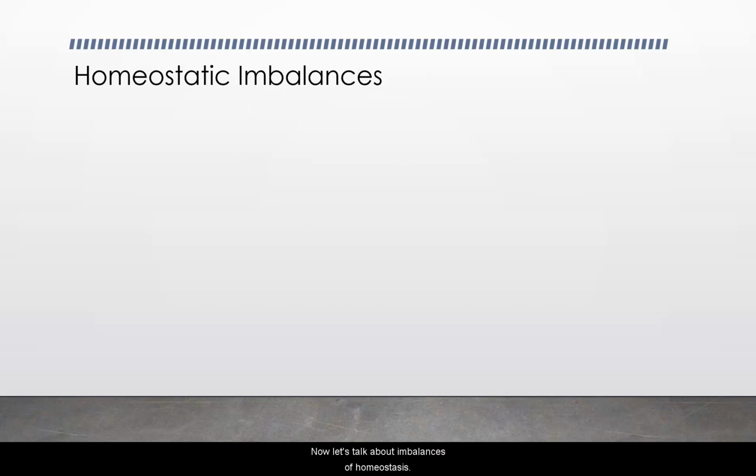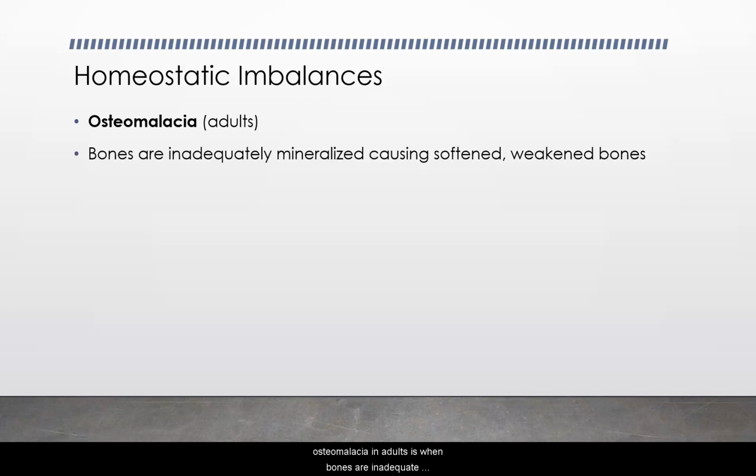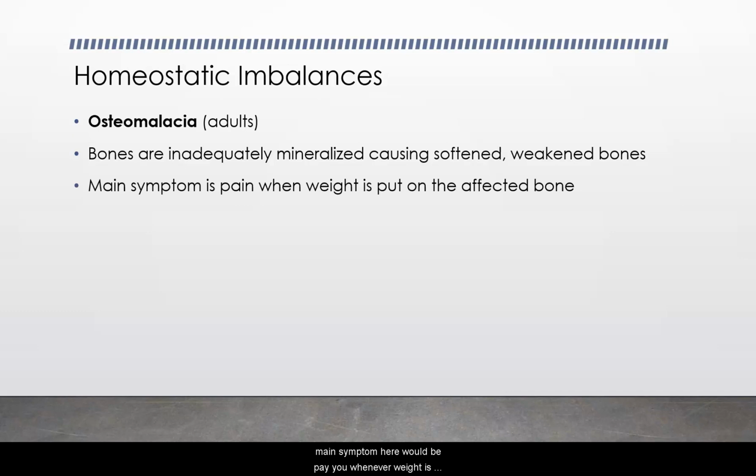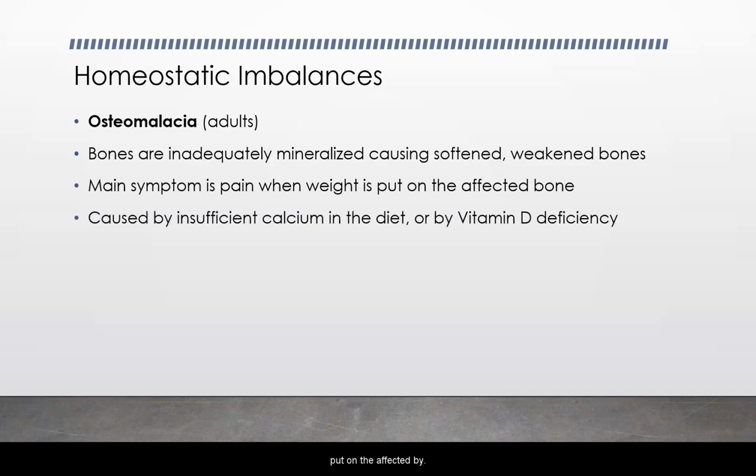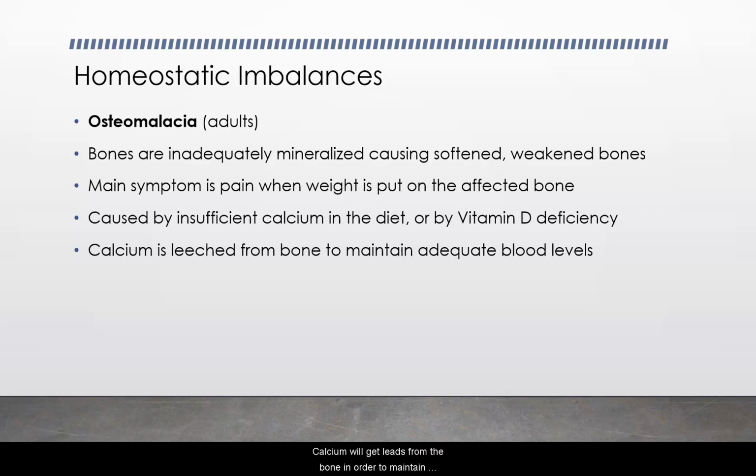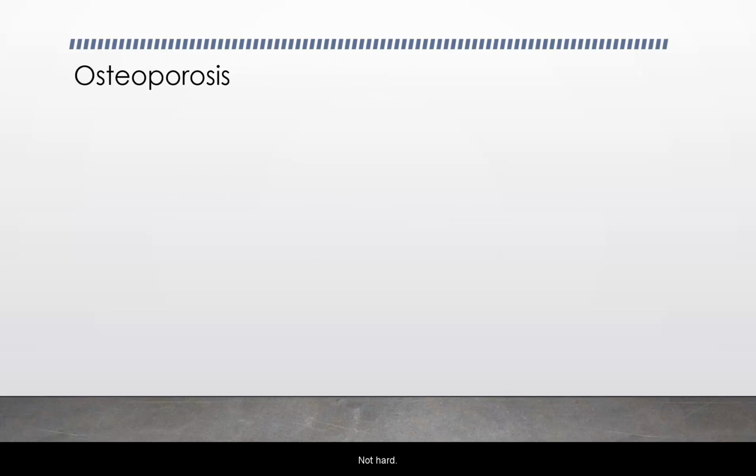Okay, now let's talk about imbalances of homeostasis. The first, we already spoke about it, but osteomalacia in adults is when bones are inadequately mineralized, causing softened, weakened bones. The main symptom here would be pain whenever weight is put on the affected bone. This is caused by insufficient calcium levels in the diet or by vitamin D deficiency. Calcium will get leached from the bone in order to maintain adequate blood levels of calcium, but obviously that leaves the bone itself not hard.